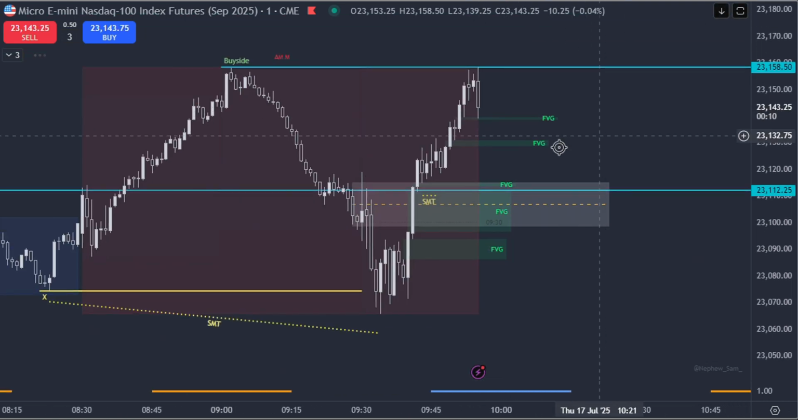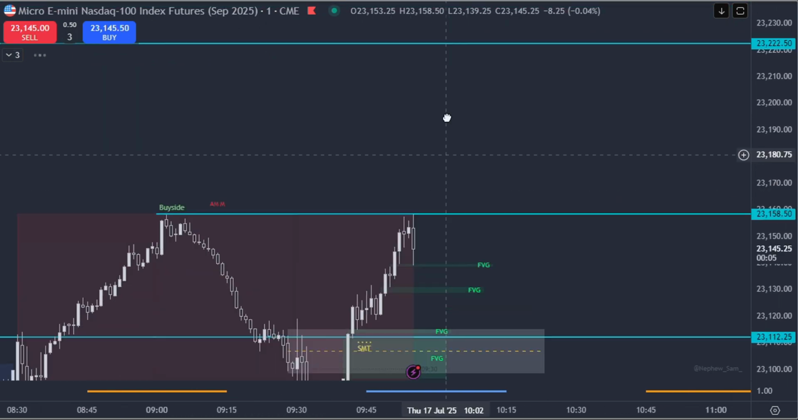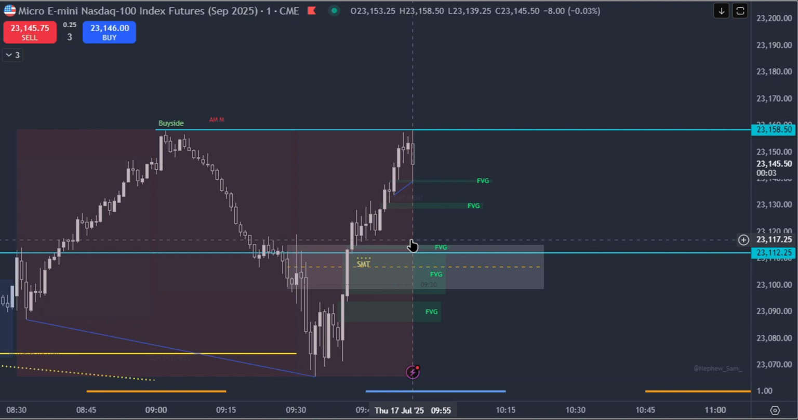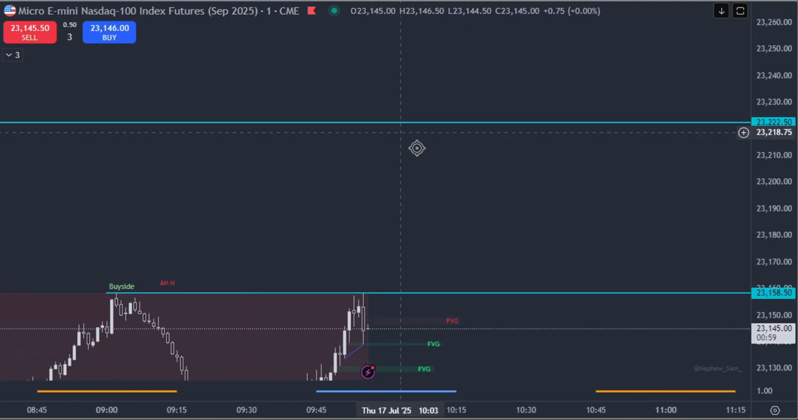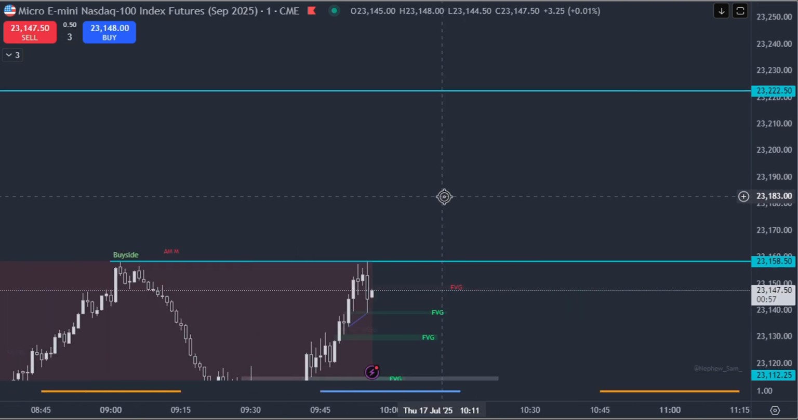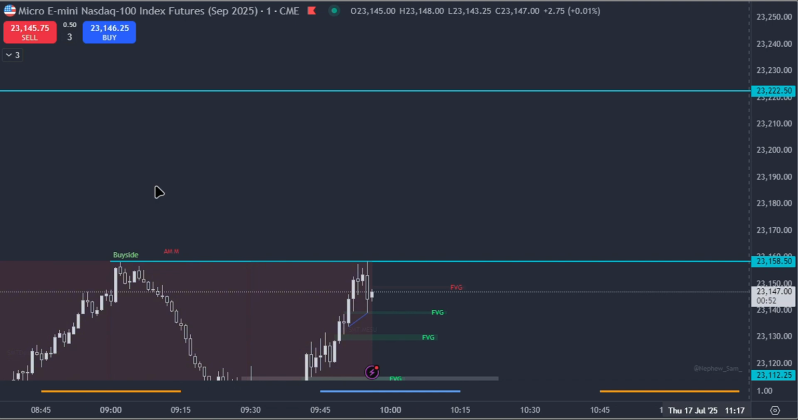Yeah, this was buy side. This was supposed to be your partials, and by now I would have already been break even, and I would have been holding a runner to what is that, Tuesday's high.